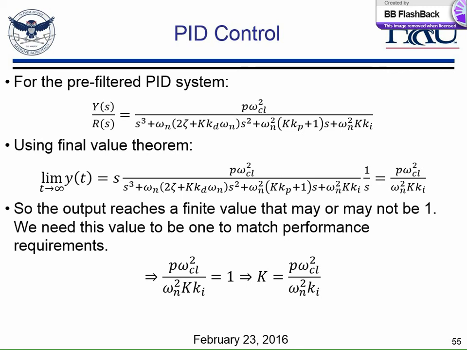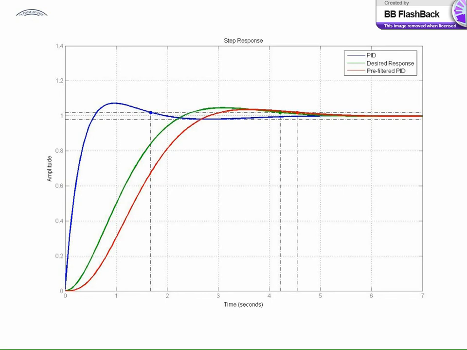We check the time response of our system. Open loop is in green. Or actually, the desired response is in green. The PID is in blue. The pre-filtered PID is in red. We now match our desired response much more closely, simply by adding a filter to our desired value.